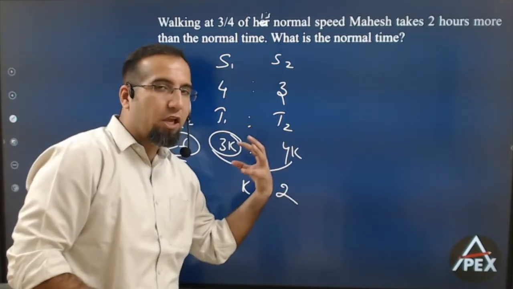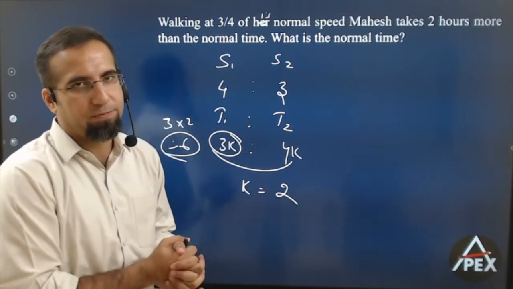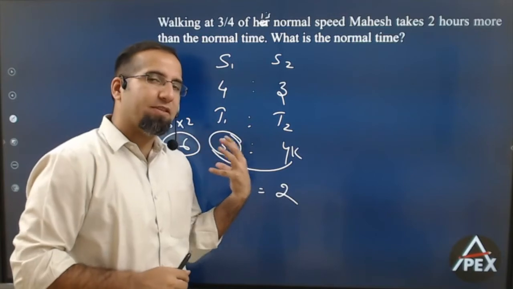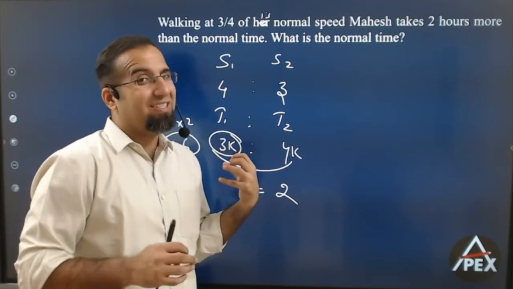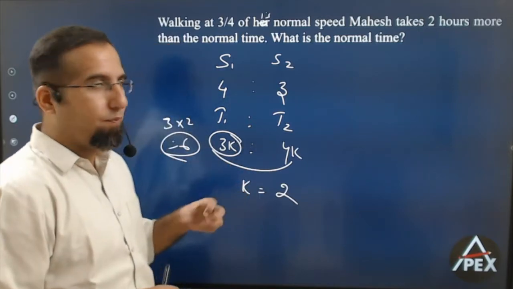That day he is taking 2 hours more. That means he is taking 8 hours to reach the office. Clear? So proportionality makes the job pretty easy once again. Whenever distance is constant, try to use proportionality. That makes the job pretty easy when we move forward.